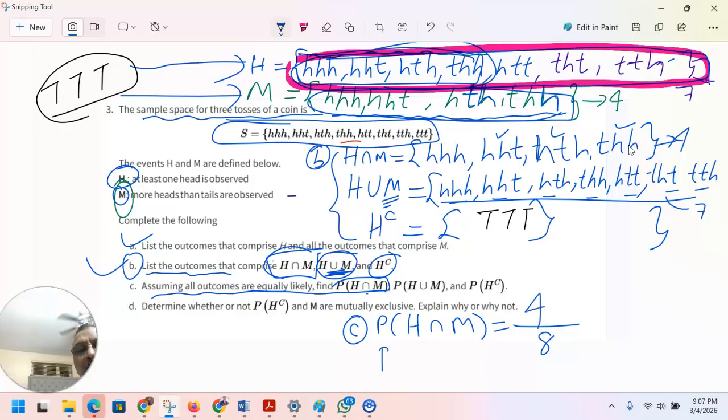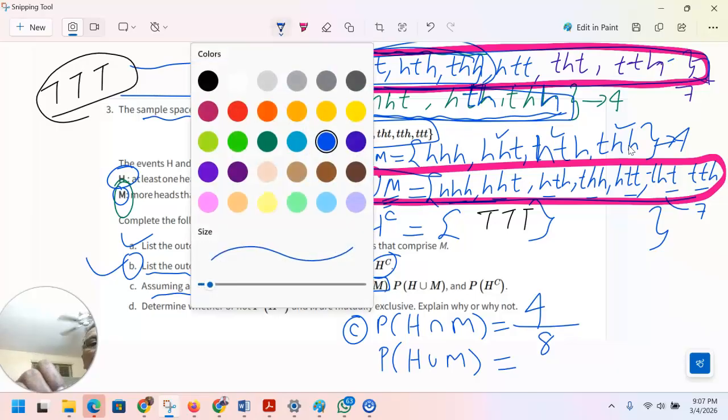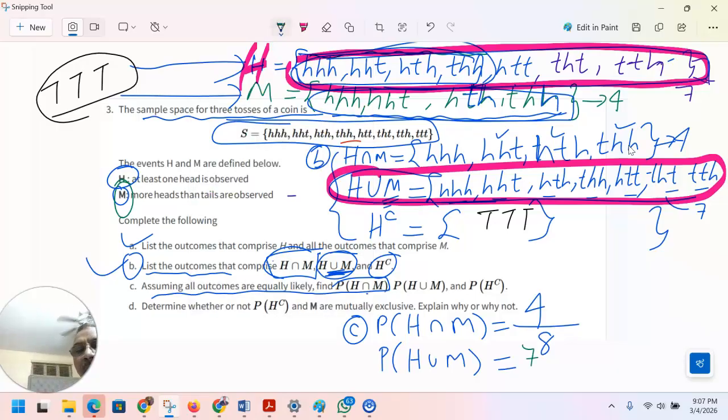The second one is what is the probability of H union M? That means union, and you can see the union is this one. The same color that I put here. This is the union, which is actually the same as H also in this case. So this is 7 out of 8. And the last one is probability of H complement. There is only one here. So 1 out of 8.